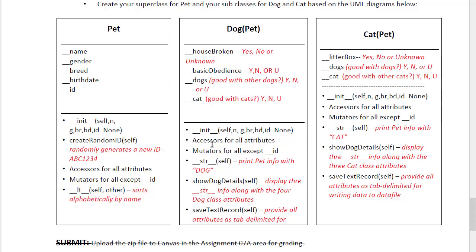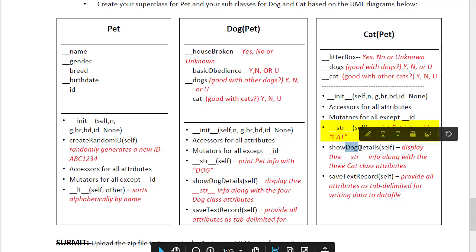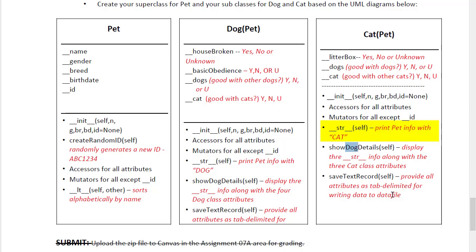In the dog class, we'll have the init, the accessors, and the mutators. We'll have a dunder str method to print the pet info with the dog title in front of it. Show the dog details is another method, and then save the text record back out. We're just going to write that data for dog out to our data file. Same thing for the cats. Actually, this should say show cat details rather than show dog details. And also write out the cat record to our data file.